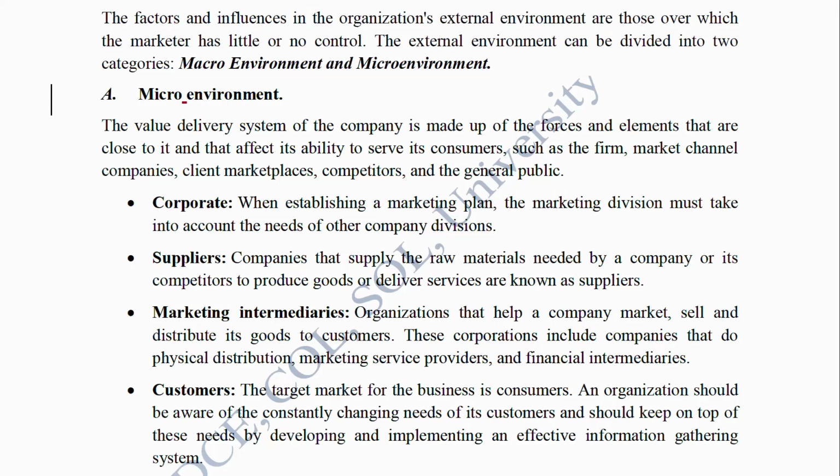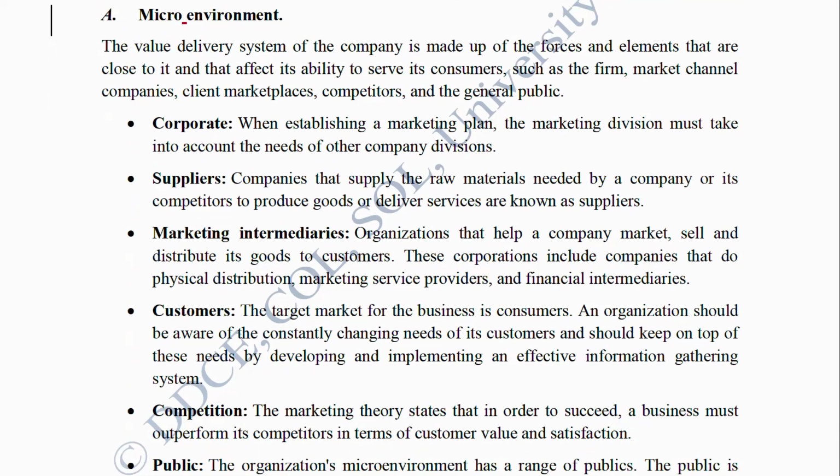Corporate. When establishing a marketing plan, the marketing division must take into account the needs of other company divisions. Suppliers. Companies that supply the raw materials needed by a company or its competitors to produce goods or deliver services are known as suppliers. Marketing intermediaries. Organizations that help a company market, sell, and distribute its goods to customers. These corporations include companies that do physical distribution, marketing service providers, and financial intermediaries.